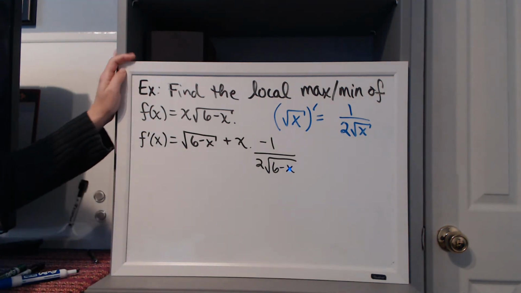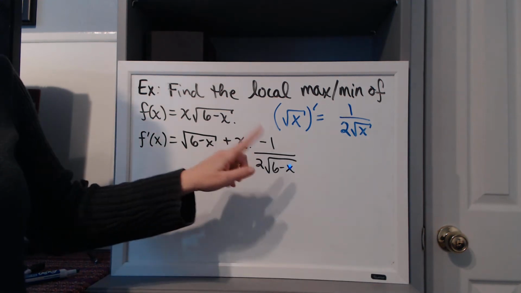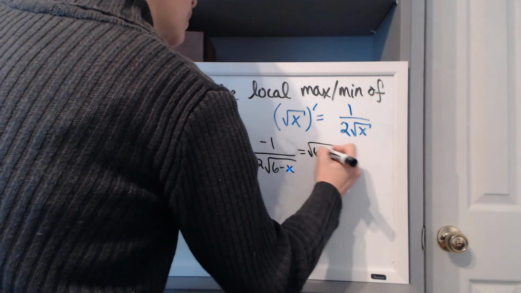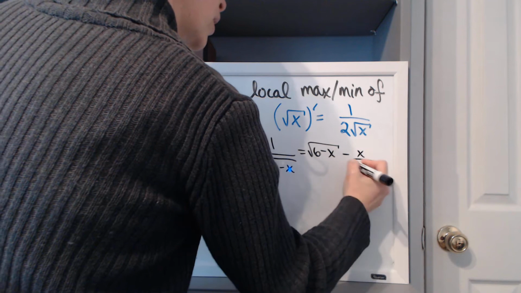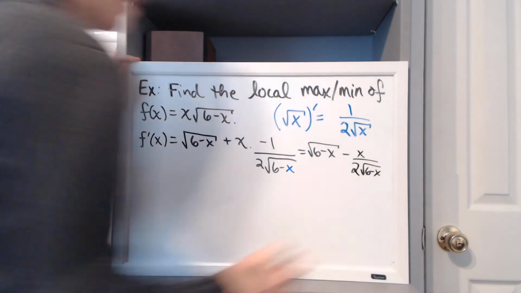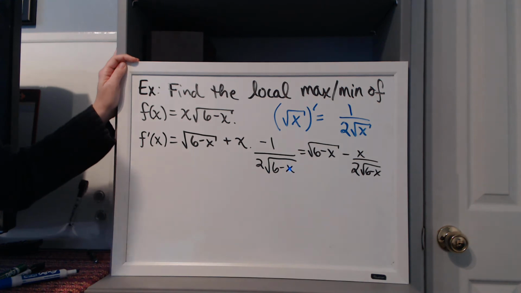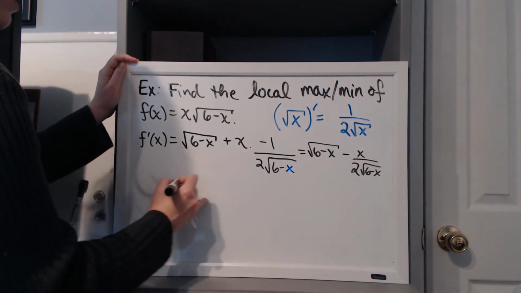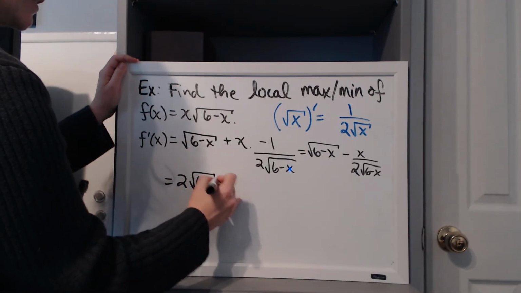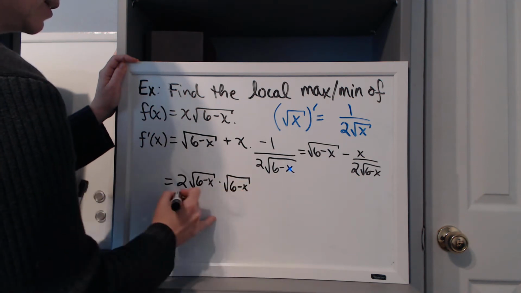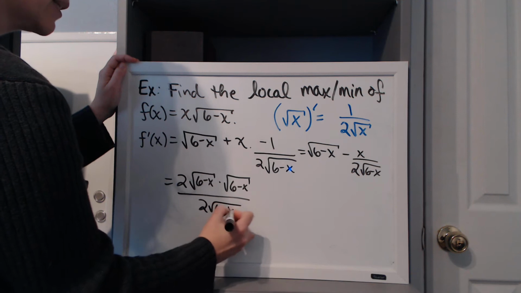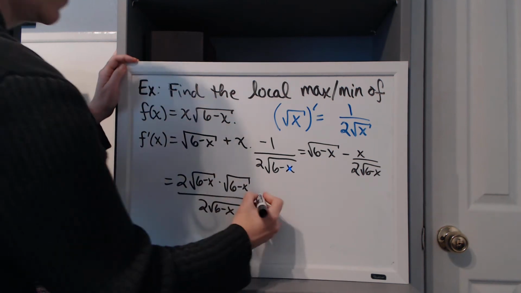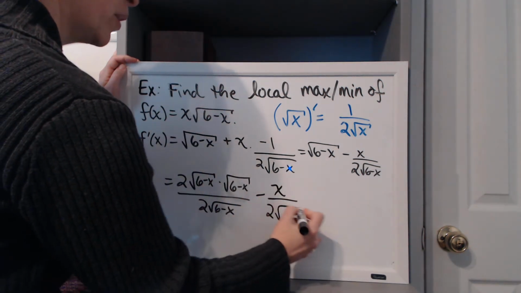So altogether we have square root of 6 minus x plus x times negative 1 over 2 square root of 6 minus x. We need to combine these. I'll first rewrite this as square root of 6 minus x over 2 square root of 6 minus x. But in order to combine those, we need a common denominator. That common denominator is going to be 2 times the square root of 6 minus x. So we're going to get 2 times the square root of 6 minus x times the square root of 6 minus x over 2 square root of 6 minus x, sorry, not plus, that will be minus, x over 2 square root of 6 minus x.